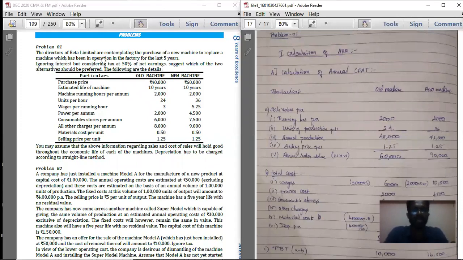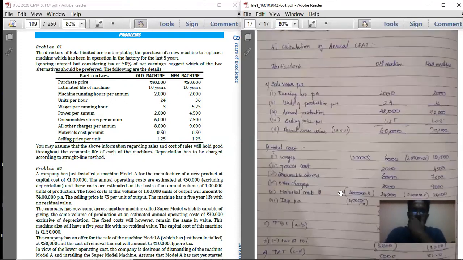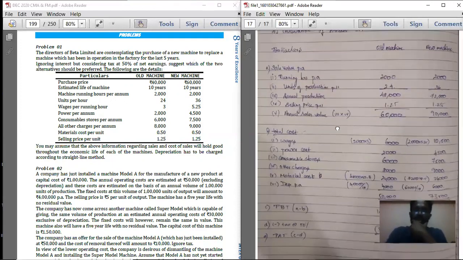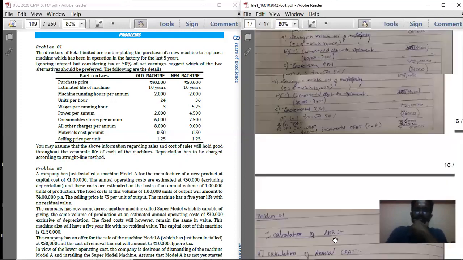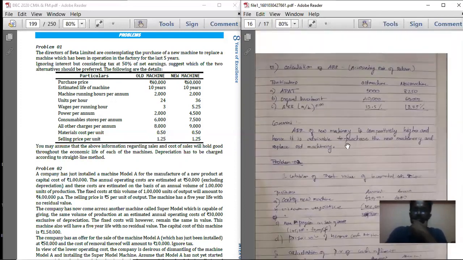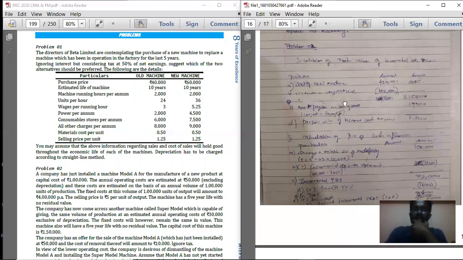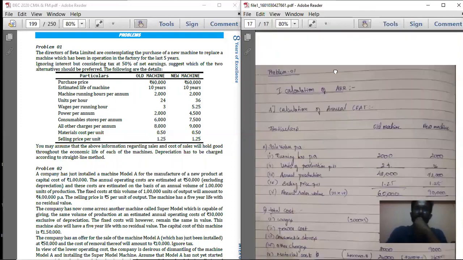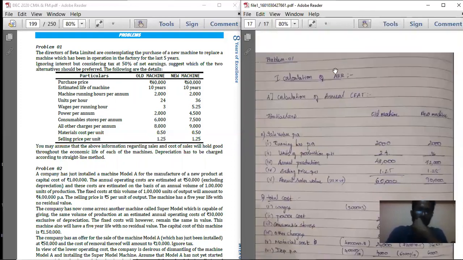See, the directors of Beta Limited are contemplating the purchase of new machine to replace the machine which has been in operation in factory for last 5 years. You may assume the above information regarding to cost of sales will hold good throughout the economic life of each machine. Depreciation has to be charged according to the straight line method. So in this particular problem, they have used ARR to calculate because we are doing so much of sum using NPV.